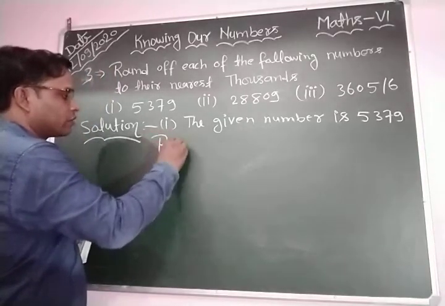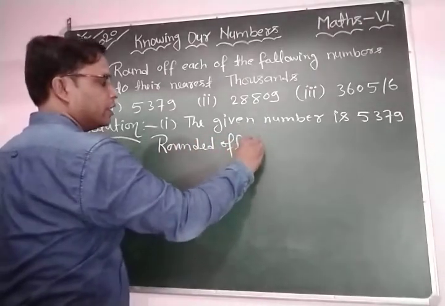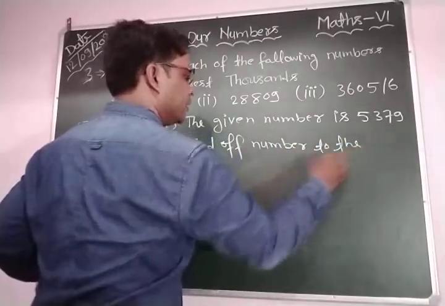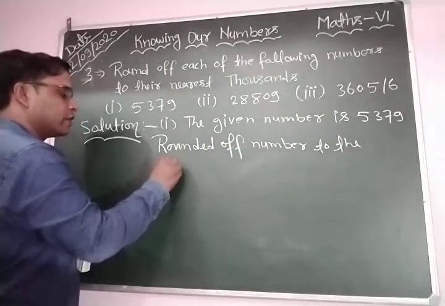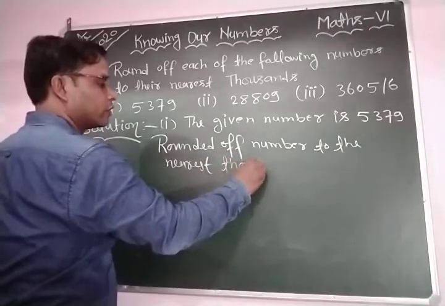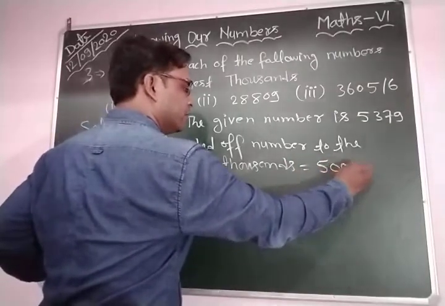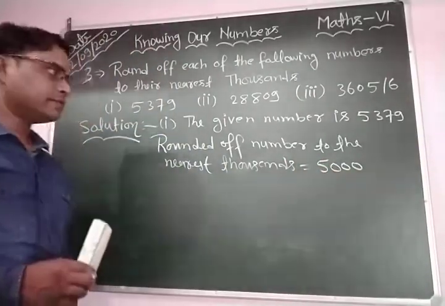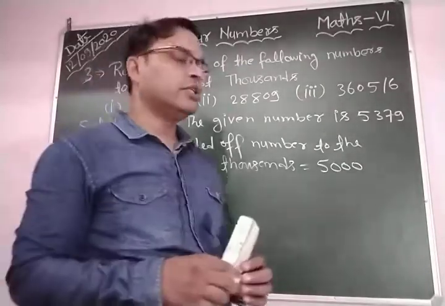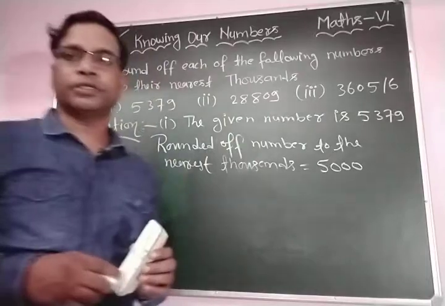So here you can write the rounding of the number to the nearest thousand is equal to 5000. If you round 5379 to its thousand place, then you obtain 5000. Now we are going to discuss the second part of this question.